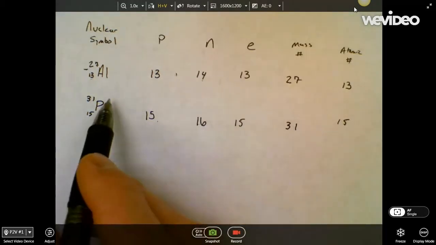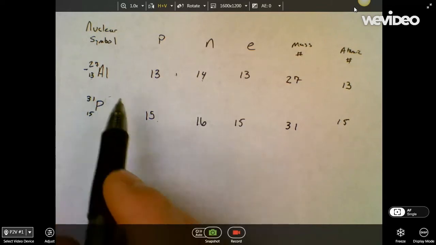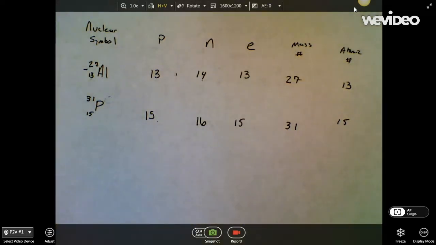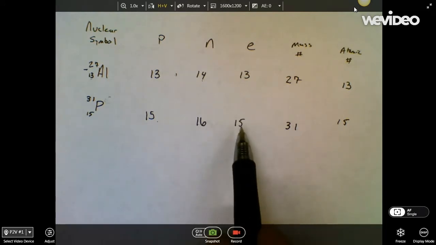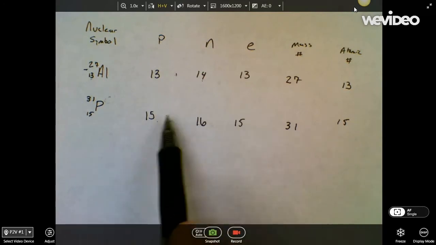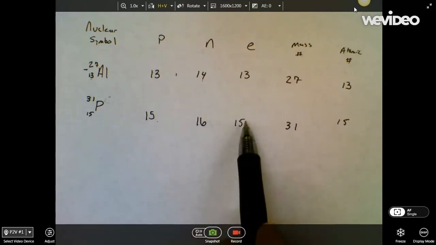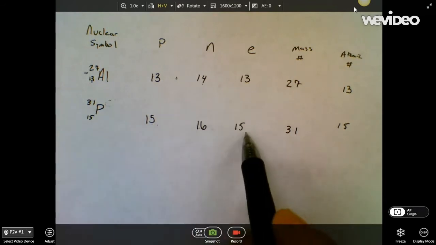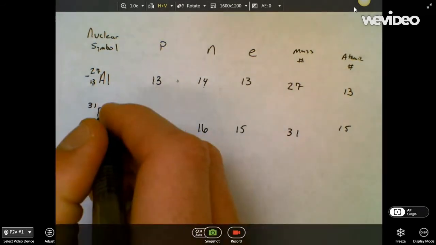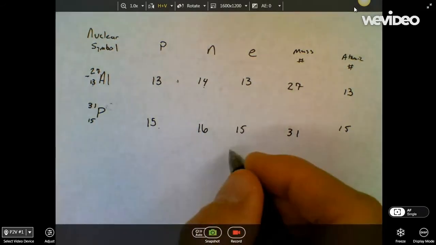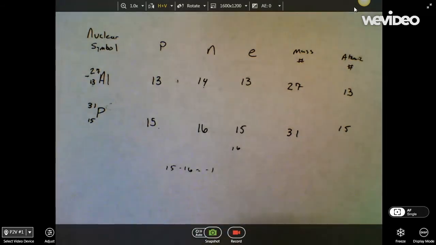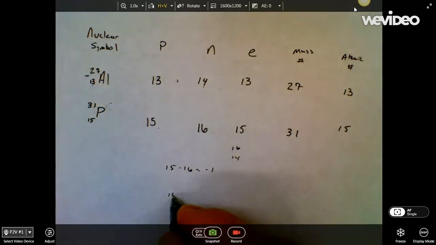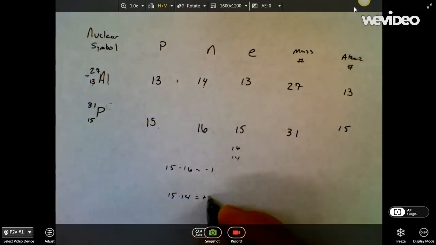The last thing to check is to see if there happens to be a charge that goes in that space right there. Protons and electrons have to be the same number for there to be no charge. If there is a charge, you're going to do protons minus electrons. That'll tell you what your charge happens to be. 15 minus 15 is 0, so no charge here. If this would have been a 16, 15 minus 16 gives me a -1 charge. Had this been a 14, 15 minus 14 would have given me a +1 charge.